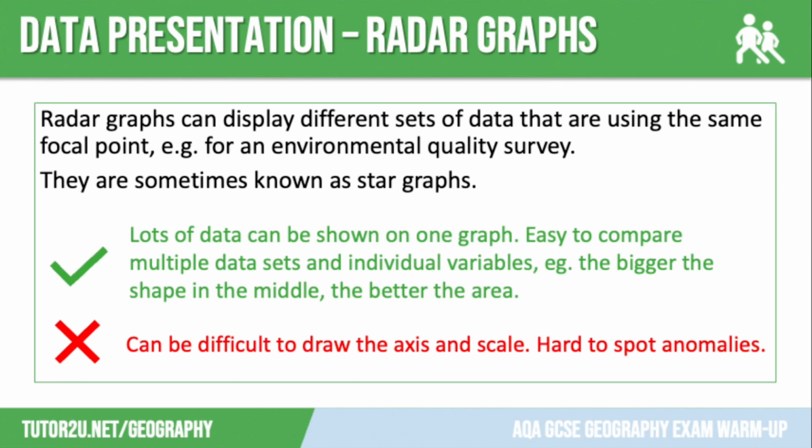So you can pop lots of data on one graph, and it's really easy to compare multiple data sets and individual variables because the bigger the shape in the middle of your graph, the better that area is. However, they are tricky to draw in the first place, so it's quite difficult to get the axes right and the scale right, and it's really difficult to spot anomalies on them.